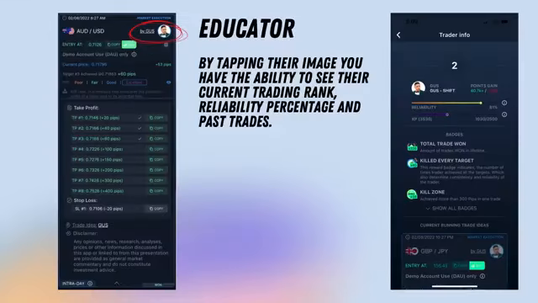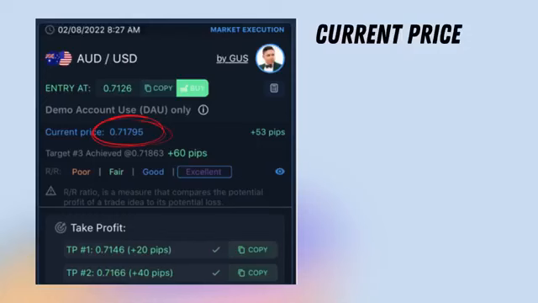The icon at the top right depicts the educator that put out the trade idea. By tapping their image, you actually have the ability to see their current trading rank, reliability percentage, and some of their past trades. Now right here in blue, you will see the current price.